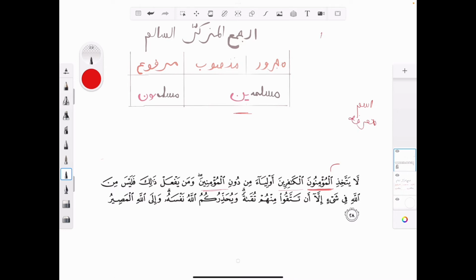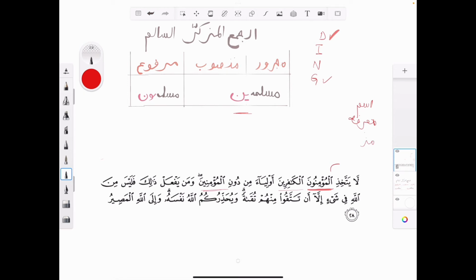So we're following our pattern, remember? Definite or indefinite, i'rab, number, and gender. We know it's definite, the ma'rifah there. Then we look at the i'rab in a second, and then we look at its gender. So we know it's muzakkar. How do we know it's muzakkar? Because it's mu'minuna, so this is a muzakkar, masculine.